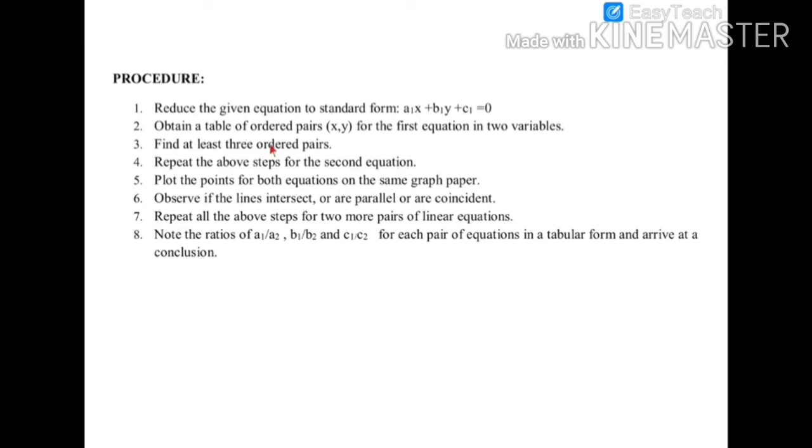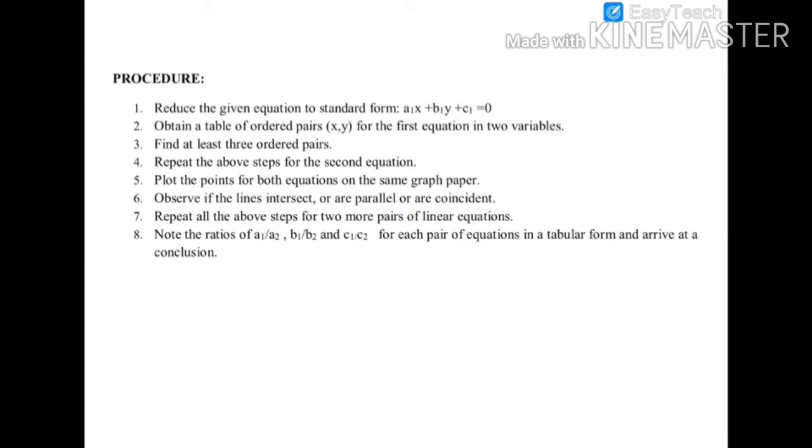Repeat step 2 and 3 for the second equation in the given pair. That means you will find out a table of solution for the second equation as well. Then plot the points that you have obtained for these two equations on the same graph paper. And draw the line and label each line with the corresponding equation. Then you have to observe if these lines are intersecting, parallel or coincident.